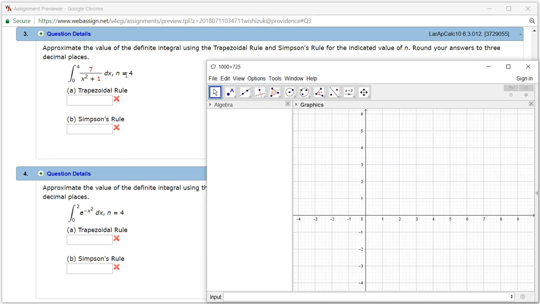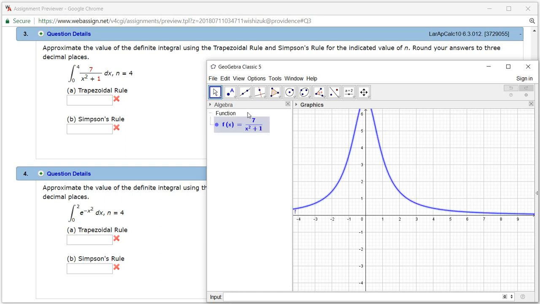In this case, the length of the interval is 4, and we divide it by 4, so delta x is going to be 1. Here, I'm going to define a function. f(x) := 7 divided by x squared plus 1. Hit enter. So we have the integrand, that's f.